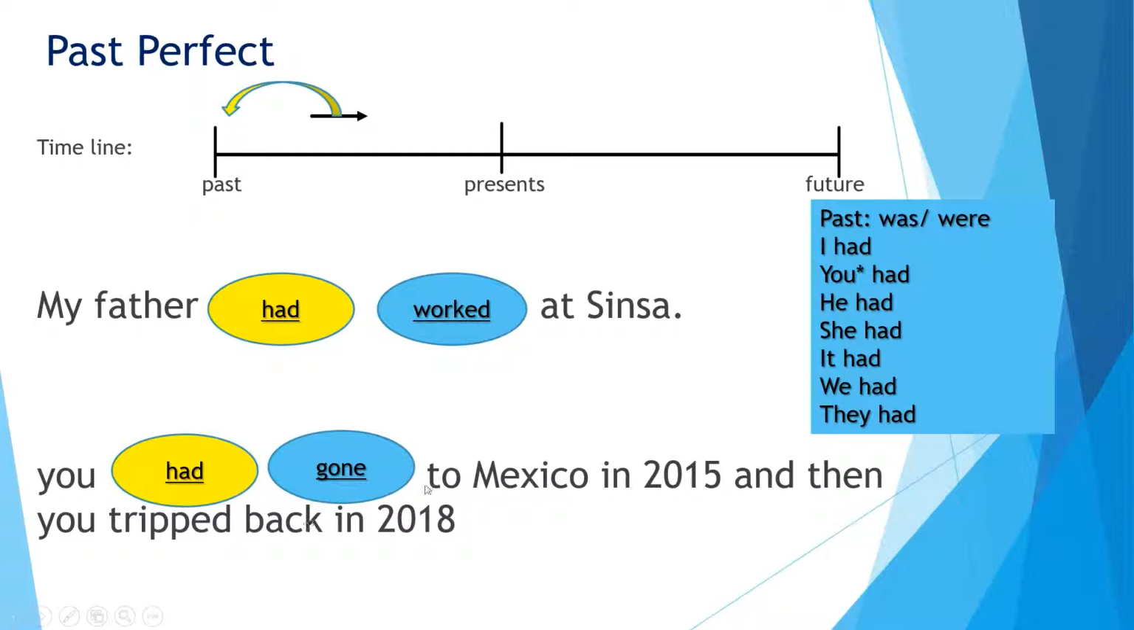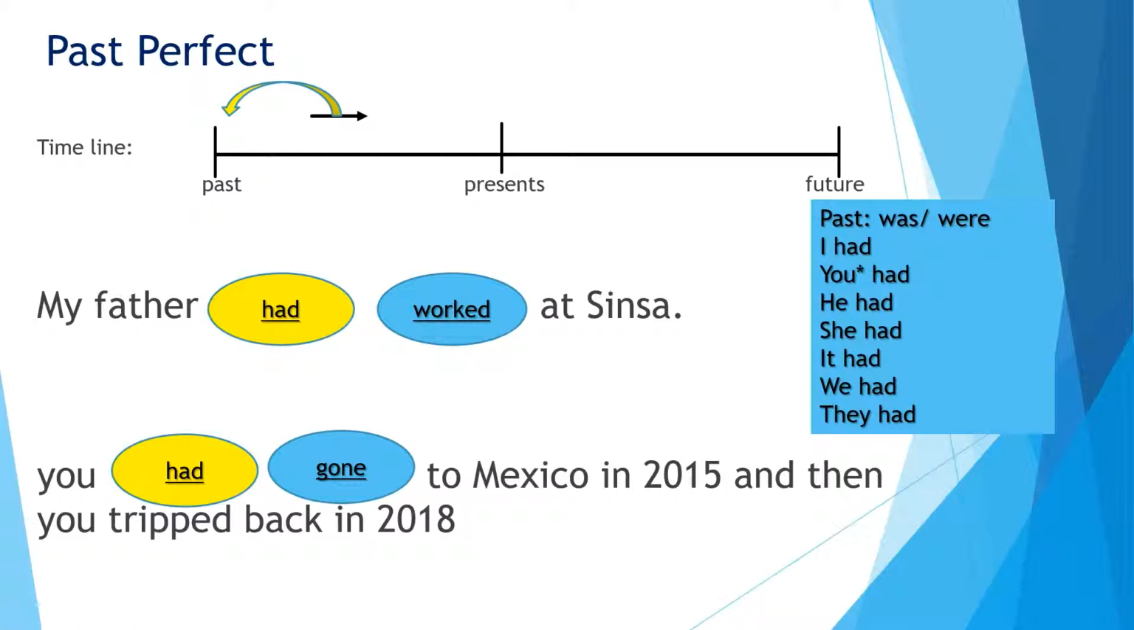Por ejemplo, esta siguiente oración es muy buena para este ejemplo. You had gone to Mexico in 2015 and then you went back in 2018.